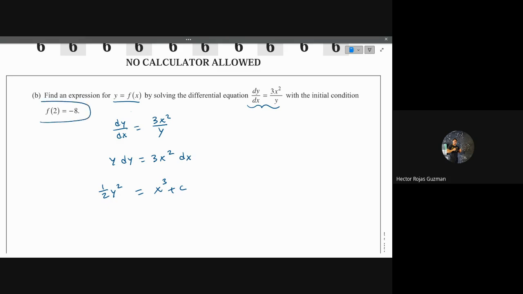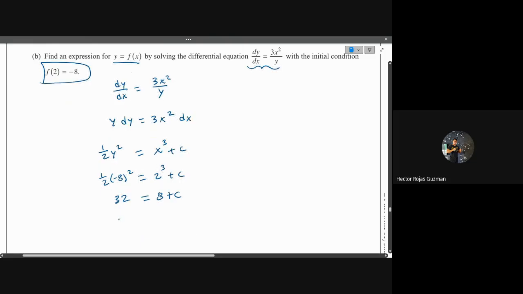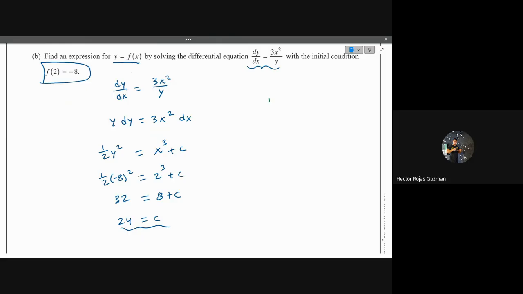Then we're going to plug in our point so we can figure out c. 1/2 negative 8 squared equals 2 cubed plus c. That's going to be 64. 64 over 2 is 32. C equals 24. So now we can go back and we can complete our equation. X cubed plus 24, multiply by 2. Take the square root. And technically that's your answer.